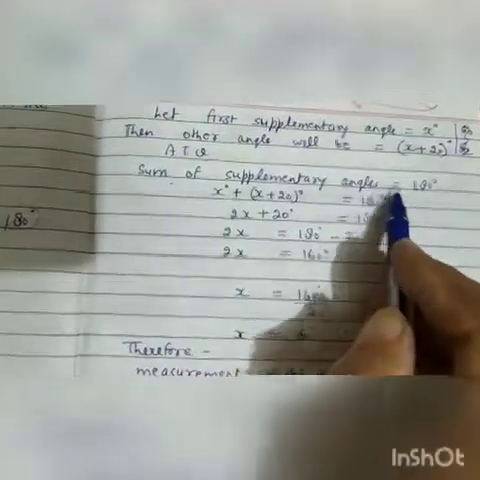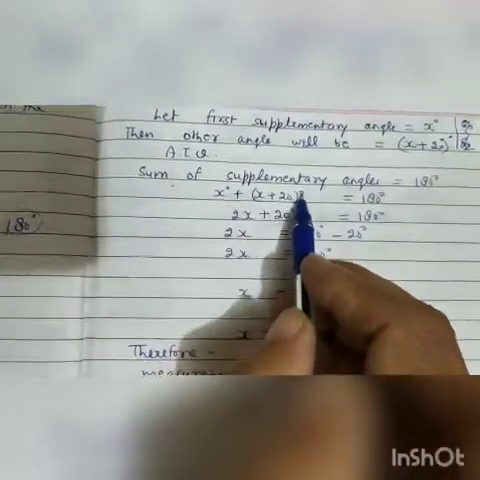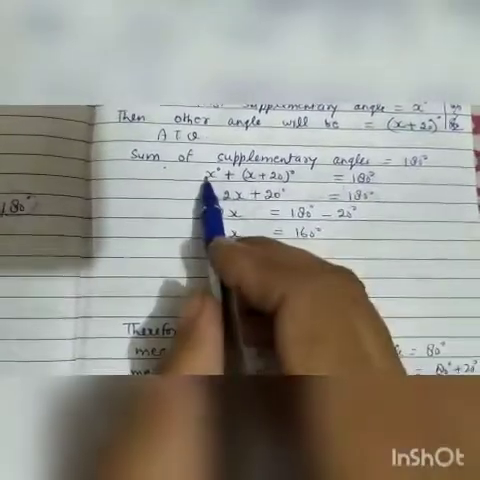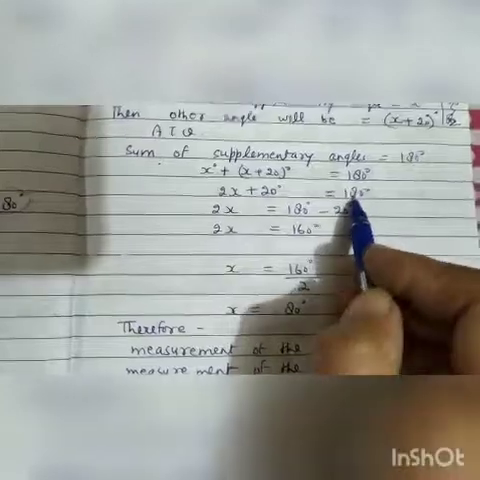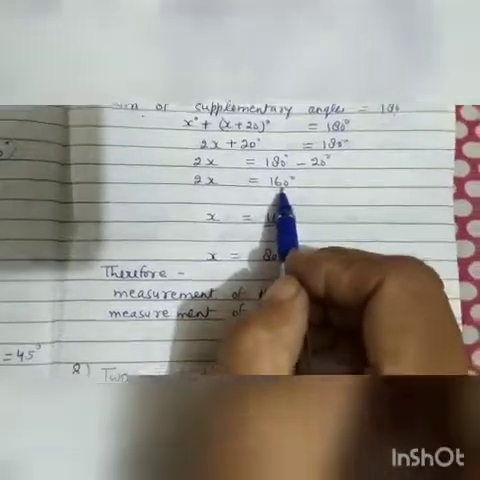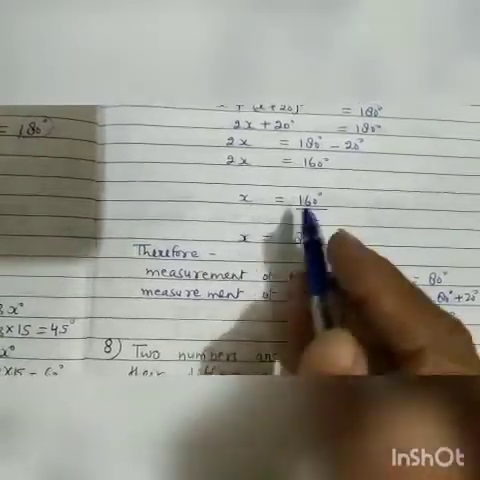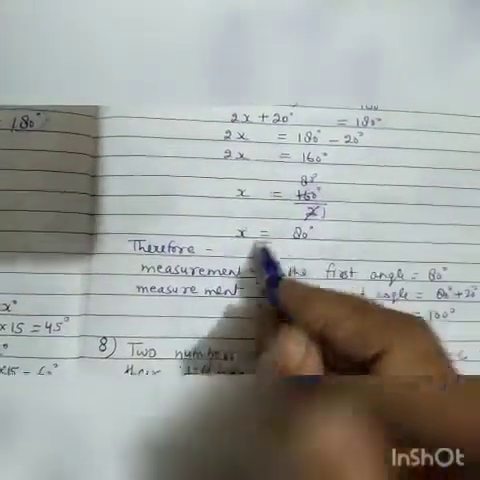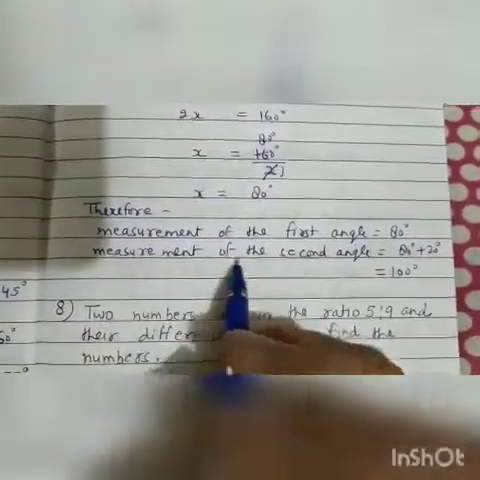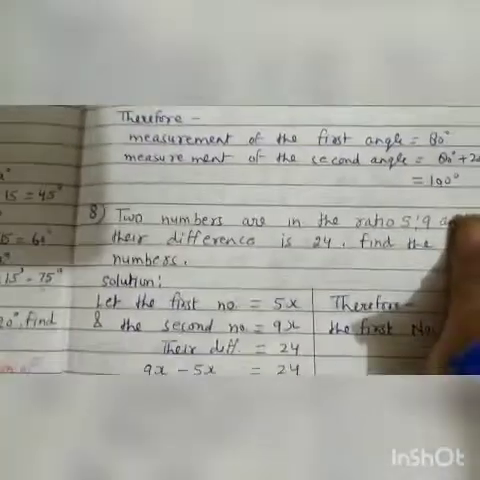So the sum of supplementary angles is equal to 180 degrees. The first angle is x, the second angle is x plus 20 degrees. Their sum, shown by this plus sign, is equal to 180. x plus x, 2x plus 20 equals 180. 2x is equal to 180 minus 20, so 2x is equal to 160. Then x is equal to 160 upon 2. 2 eights are 16, so x is equal to 80 degrees. So the measurement of the first angle is 80 degrees and the second angle is 80 plus 20, 100 degrees.